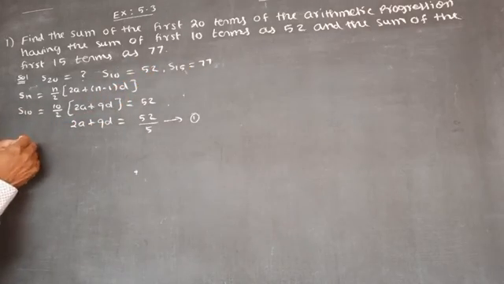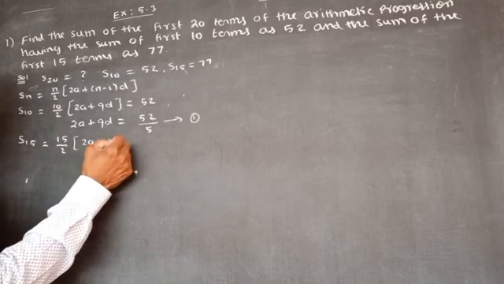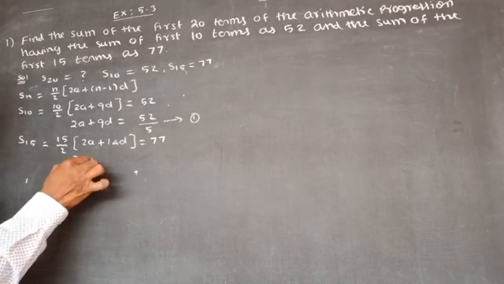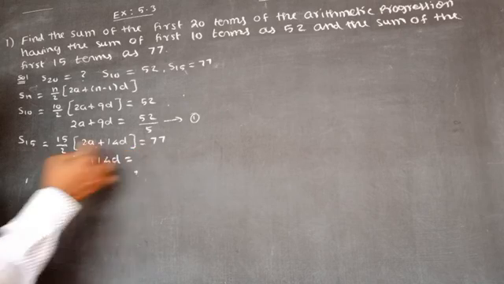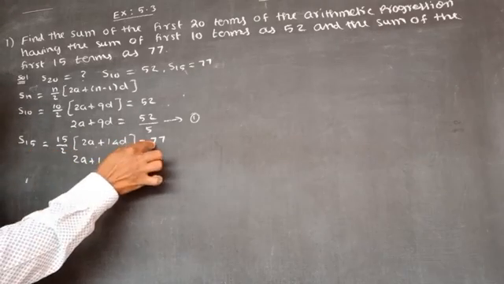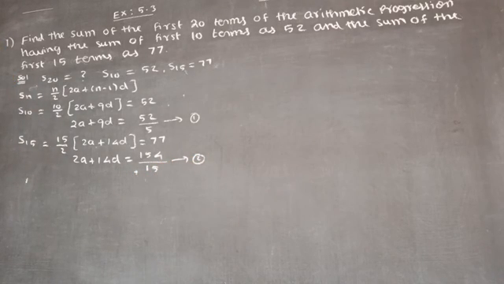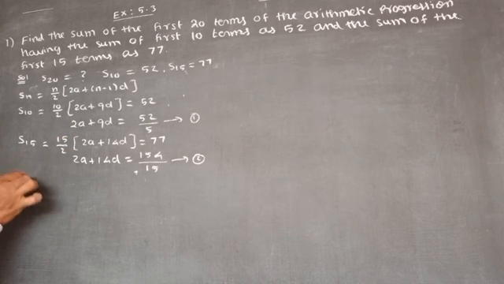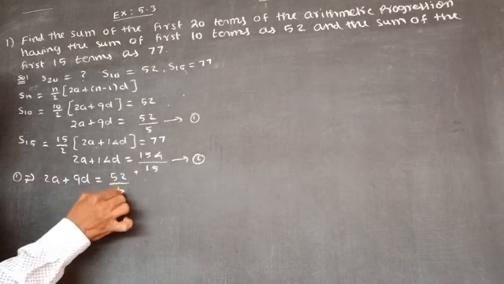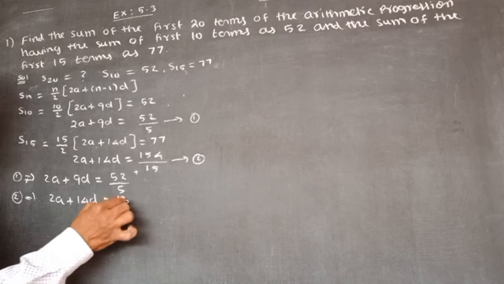S15 is equal to 15 by 2, 2a plus 15 minus 1, 14 into d, is equal to 77. 2a plus 14 into d equal to 154 by 15. Equation number 2. Ready to solve. Equation 1 implies 2a plus 9d is equal to 52 by 5. Equation 2 implies 2a plus 14d is equal to 154 by 15.